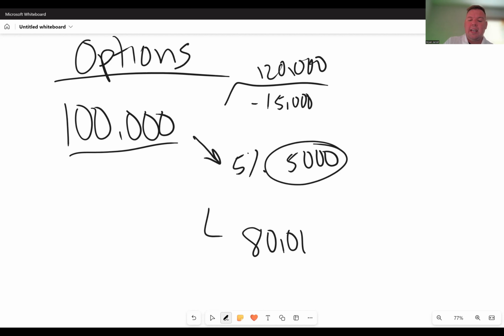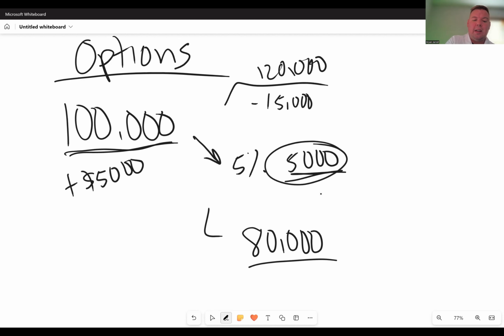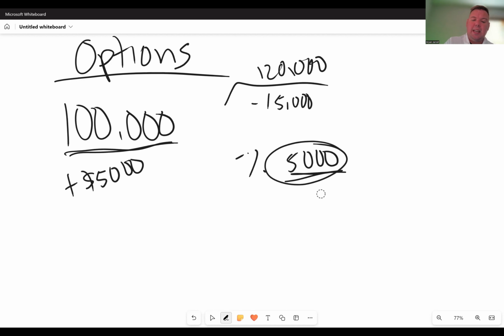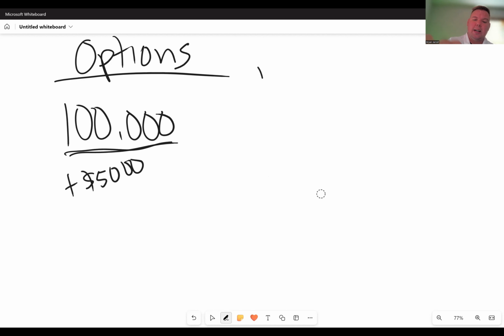Now let's say the opposite happens. The market goes down to $80,000. Would you purchase the house for $100,000 when it's only worth $80,000? No, of course not. So you would elect not to purchase that. In that case, we would lose the $5,000 that we put down. So therefore, the option seller would gain $5,000. And that's options in a nutshell. So how does it pertain to a life insurance contract?